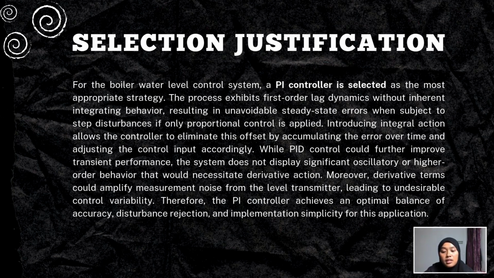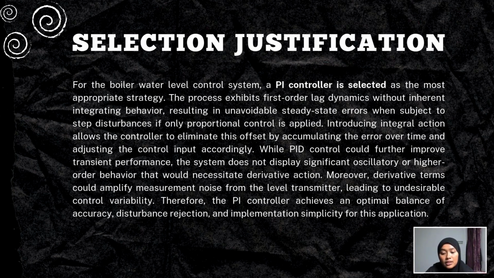Based on these three types of controller, we would like to choose the PI controller for our system. The justification for our selection is that the process in our system exhibits first order lag dynamics without inherent integrating behavior, resulting in unavoidable steady-state errors under step disturbance if only proportional control is applied.